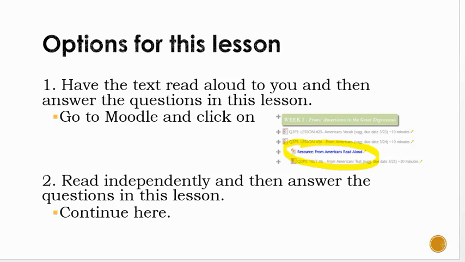There are 2 options for this lesson. The first option is to have the text read aloud to you. In addition, I stop during the readings and give summaries of each paragraph. If you'd like to have the text read aloud to you, you're going to need to go to Moodle and click on the resource that says From Americans Read Aloud. However, you're still going to need to come back and answer the questions within this lesson.